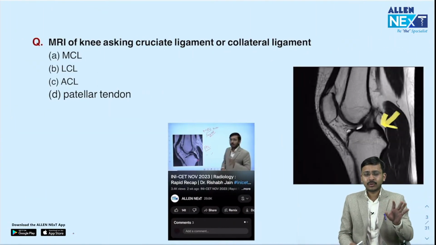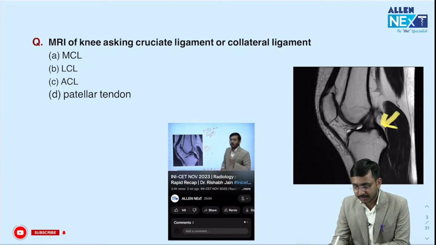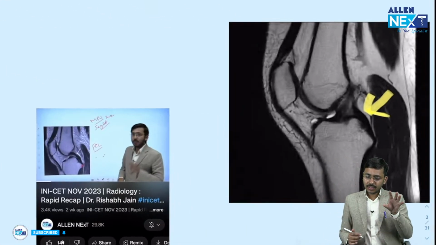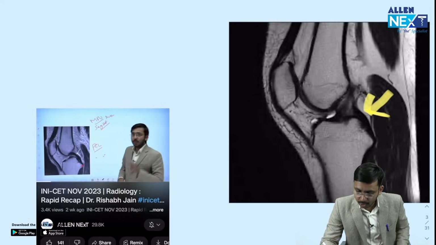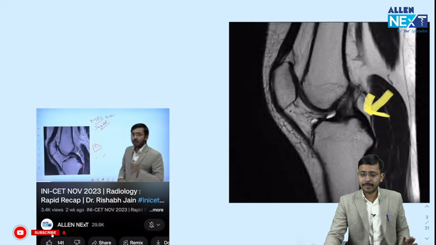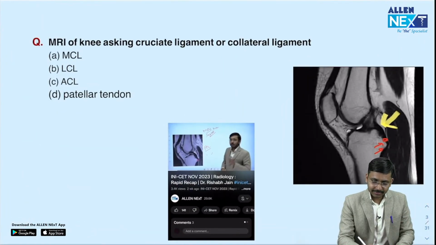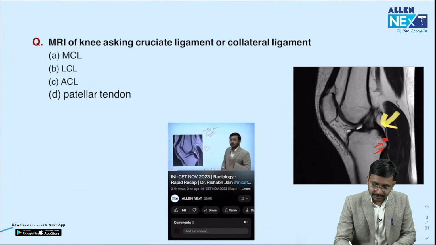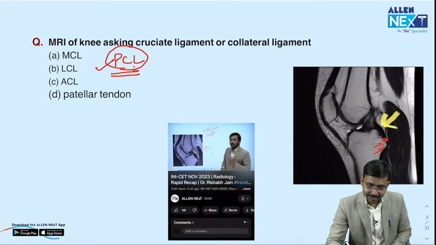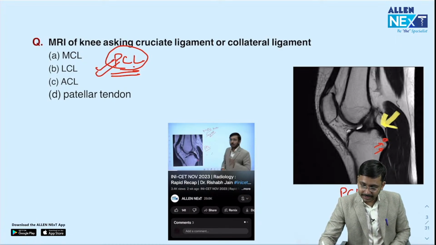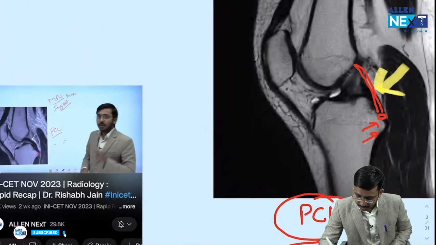Now let's see the next question, a very simple question related to ligaments of the knee. An MRI image was given, and a lot of students have told me, sir, this was the image that was given. A cruciate ligament was asked on a sagittal view of an MRI, and it was attaching to the posterior part of the tibia. So the straightforward answer is the posterior cruciate ligament. Sorry, it has not been mentioned in the options here. It is the posterior cruciate ligament because it is attaching to the posterior part of the tibia right here.